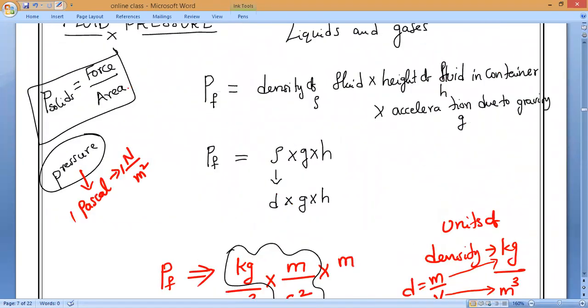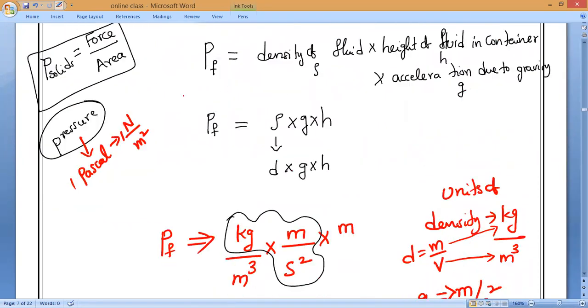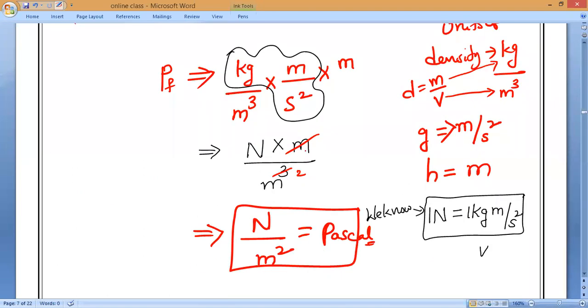So pressure exerted by solids or pressure exerted by liquids doesn't matter. Always, what is the unit of pressure? It is pascals. That is what you have to remember. And Pascal is equal to Newton per square meter.